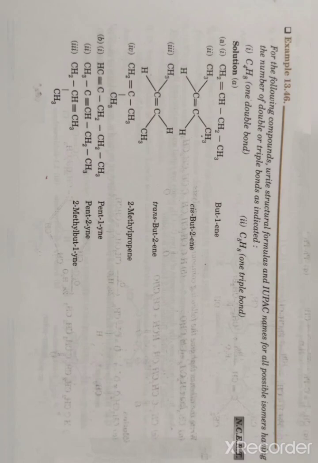The next question is also an in-text exercise question. For the following compounds, write the structure, formula and IUPAC name of all possible isomers having the number of double or triple bonds as indicated. So here the molecular formula given to us is C4H8, and the condition given is that it should have one double bond. So how can we do this one? Here, because there is one double bond and the molecular formula is C4H8, we make the possible structures.